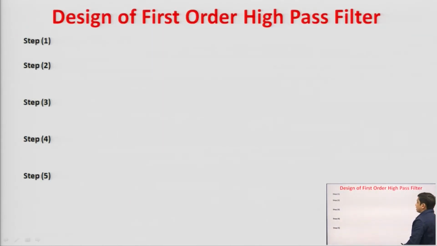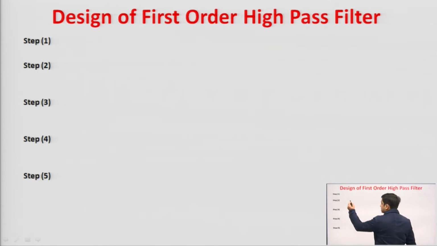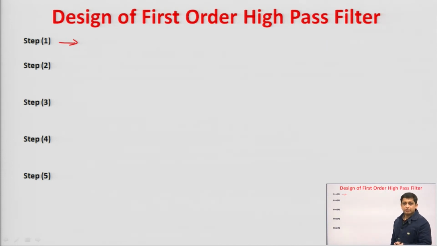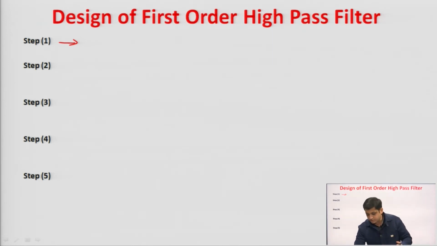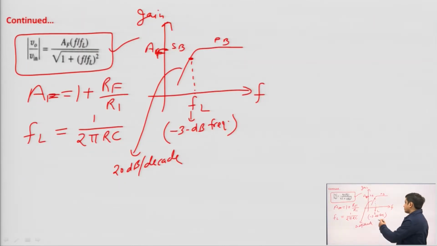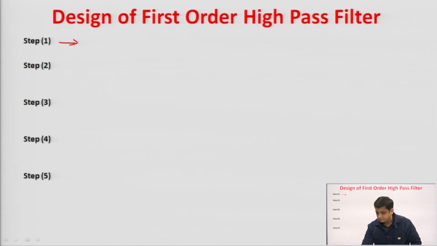Design of first order high pass filter. Again the first step is we design any active filters for a particular cutoff frequency. So, we should know what cutoff frequency we want, and what is this cutoff frequency? This cutoff frequency is the frequency at which the gain is reduced by 3 dB of the maximum gain. So, the first step is we should know the cutoff frequency. Normally it is given in the question.